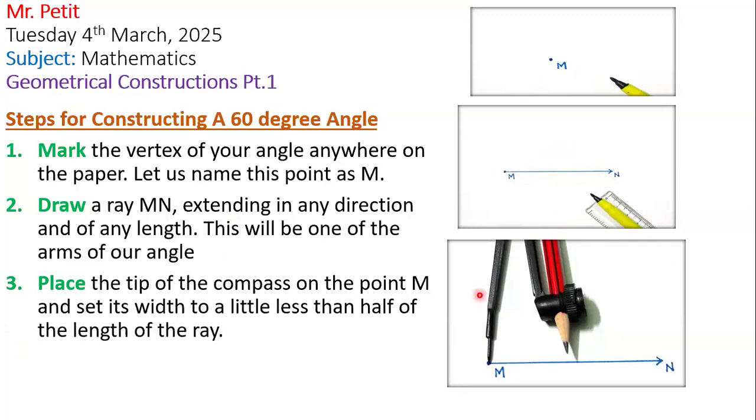And then I'm going to take my compass, put the compass point at M, and open it wide such that it is a little less than half the length of the ray. Okay? Does that make sense?